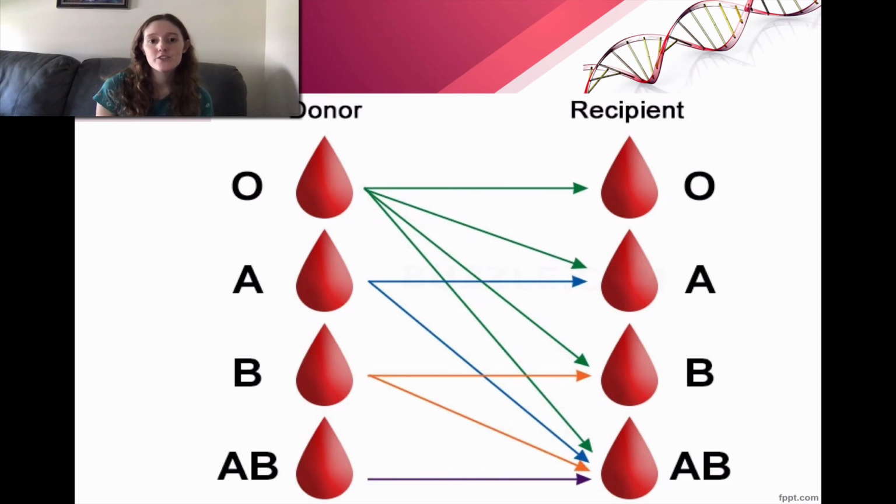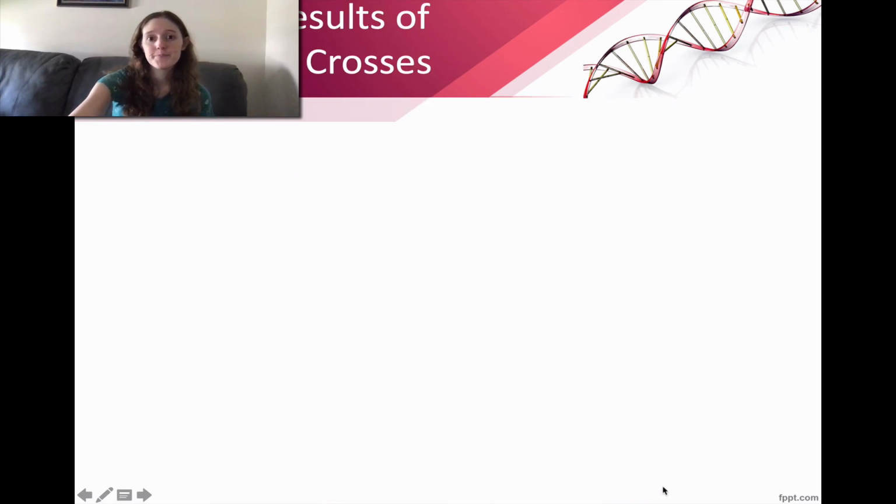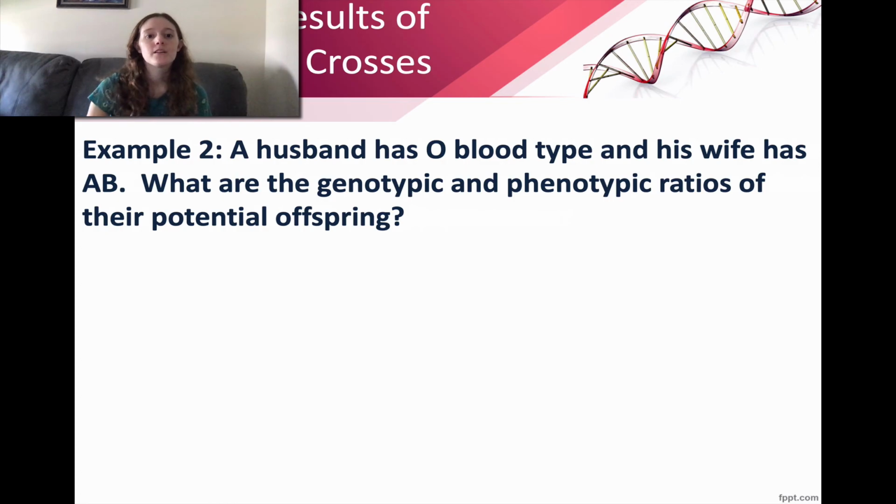This is a little bit easier. It shows you who the donor would be and who the recipient would be. O is the universal donor. They can give to everybody, but the downside of being O is that you can only receive from somebody who is O. A can give to A's and AB. B can give to B's and AB. And AB is called the universal recipient because they can get it from everyone, but they can only donate to themselves. They're stingy with their blood.